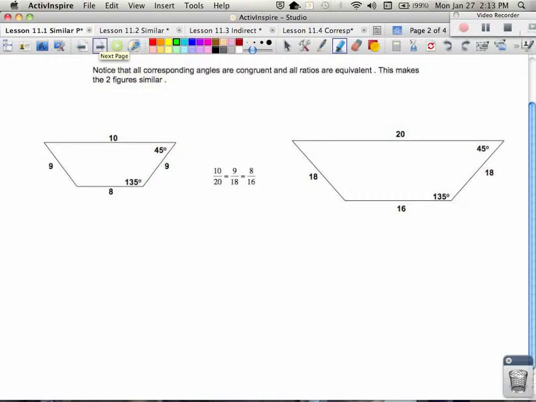Now when I look at this particular slide and I see these two trapezoids, what I notice is that when I start comparing sides, like the left side of the trapezoid to the left side of the other trapezoid, that's a 9 to 18 comparison, or in other words, 1/2. I could likewise look at the top part of each trapezoid. Left is 10, 20 is right. That's the same as a 1/2. And I could do the bottom of these isosceles triangles, 8 and 16, and that's a 1/2. So all of the ratios, when we compare the two trapezoids, are the same.